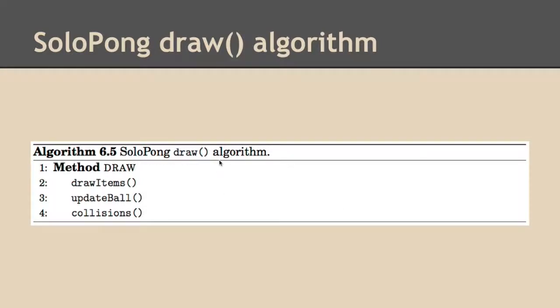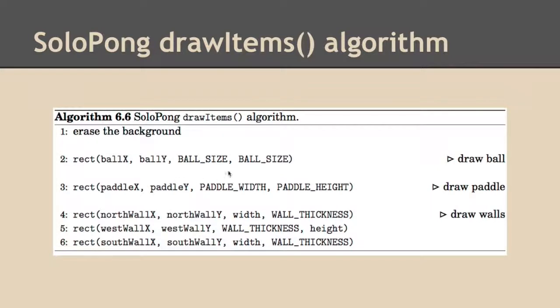Our draw algorithm will be very simple. All it has to do is call its 3 sub-methods: draw items, update the ball, do the collisions. Okay? The order of those really doesn't matter, but it does make sense to do the collisions after the position of the ball has been updated.